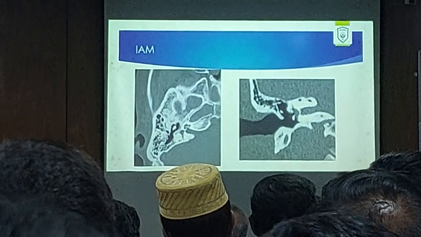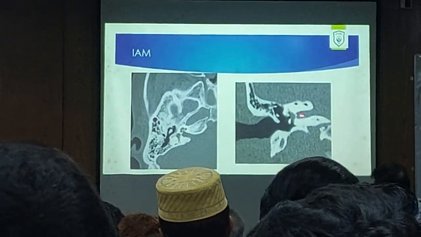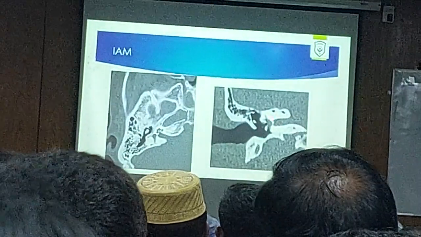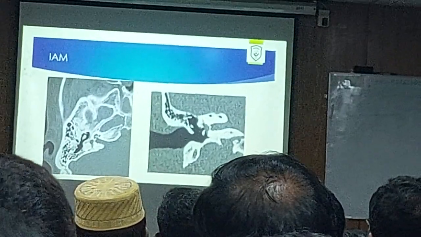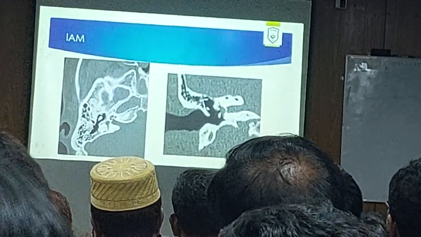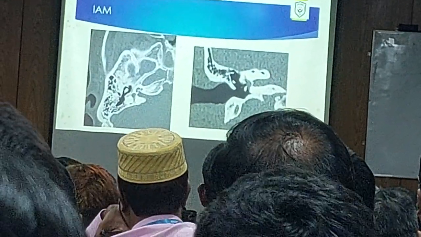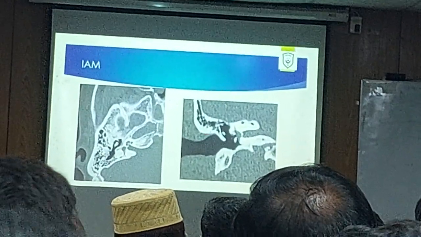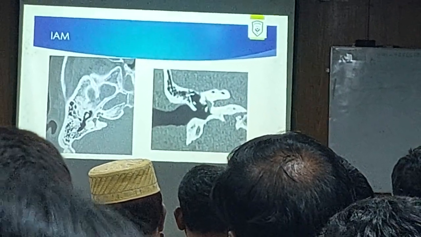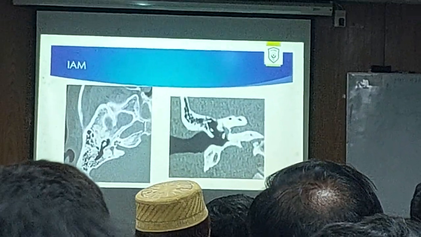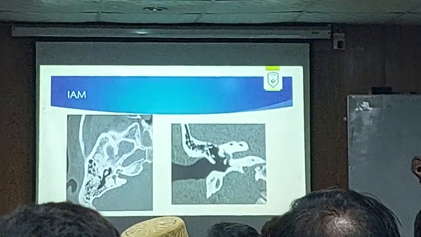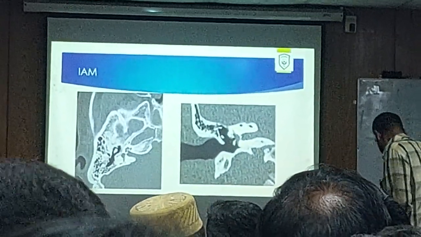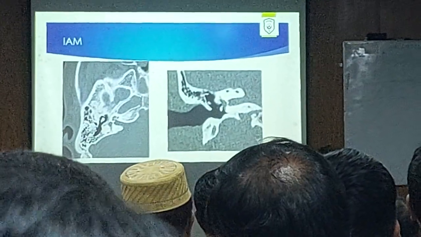Everybody, the internal acoustic meatus, you can see in different segments, different slides. This is the axial and coronal segment we have to know. In case of cochlear implant surgery, the internal acoustic meatus diameter is important. Sometimes we have seen the internal acoustic meatus is very narrow, then we can say there may be aplasia or absence of the cochlear nerve.